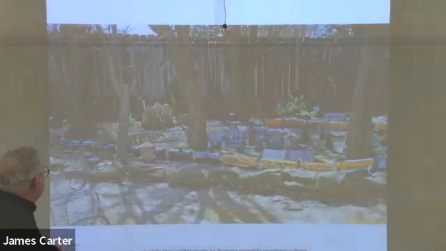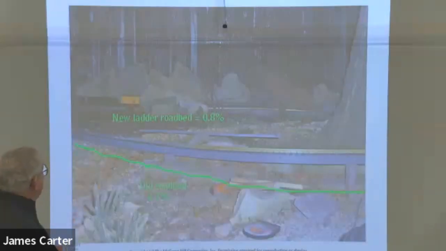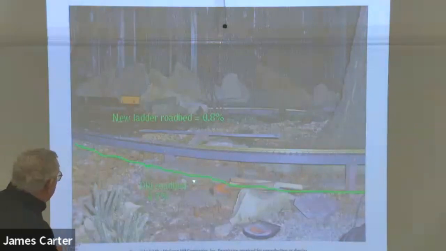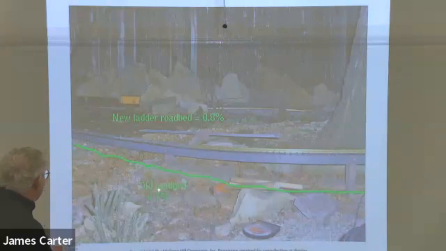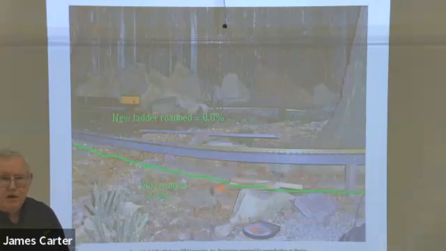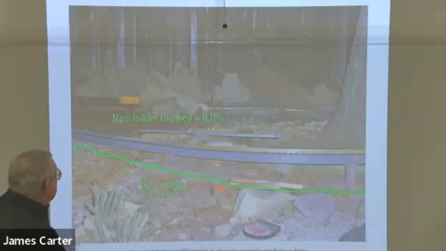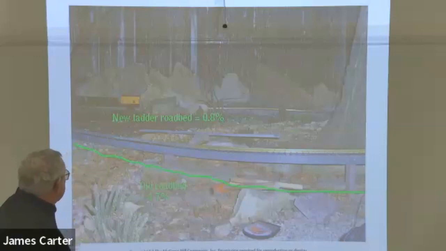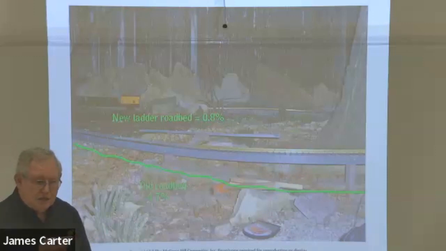Here's just another view of my layout with some of the villages and the trains. At one point, I had the track actually laying on the ground. And because of that, at some points going this way, I had a 4.7% grade. I couldn't do it. I could only go downhill this way. So I built a trestle. This is the basic framework for the trestle. That's called a ladder system. And with that, I decreased that elevation increase to 0.8 of 1%.